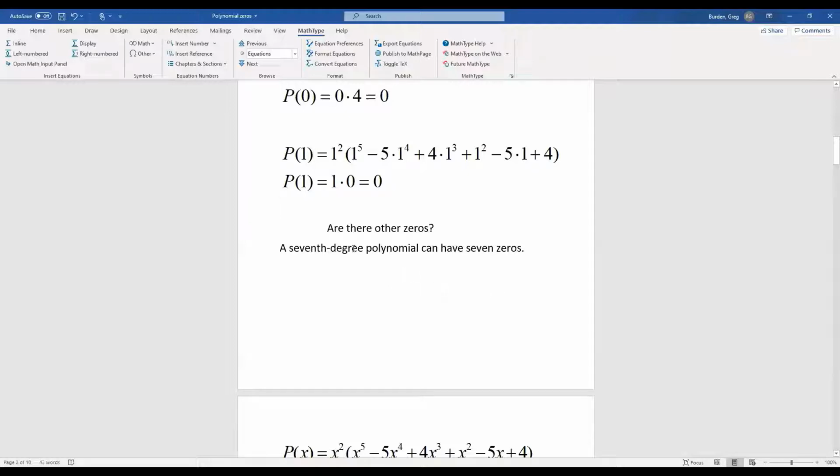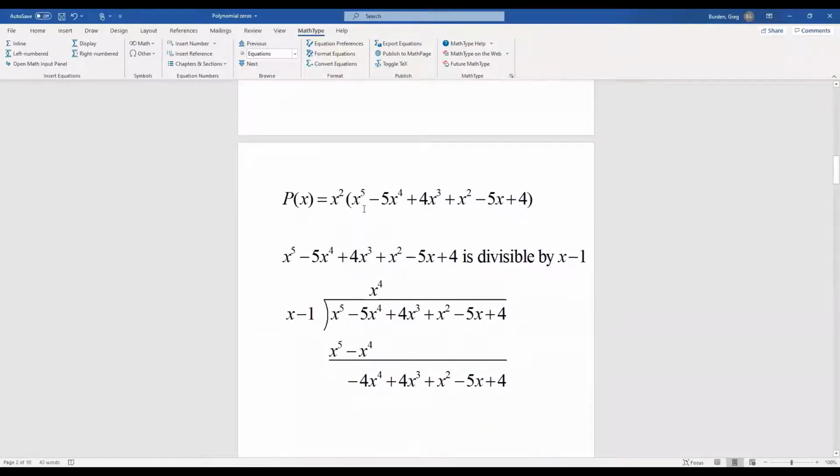But worth remembering, the number of zeros or x-intercepts, the maximum is the same as the degree of the polynomial. It could be fewer than that, but it cannot be more than the degree of the polynomial. And the number of turning points, the maximum is 1 less than the degree of the polynomial. It could be less than that, but it cannot be more than that. So at most 6 changes of direction for this particular polynomial. Okay.